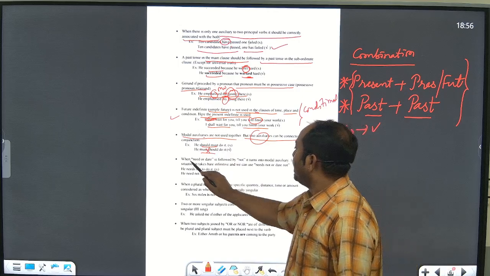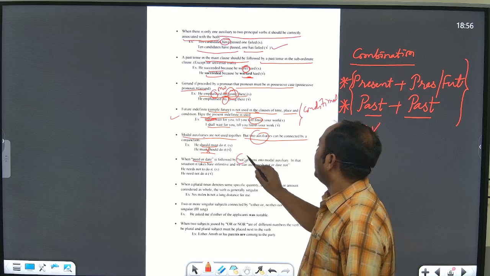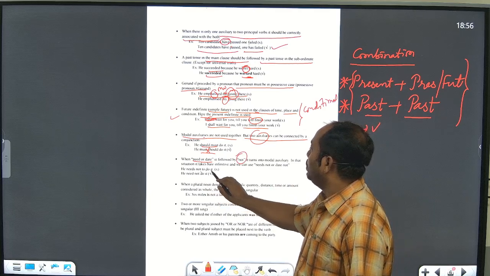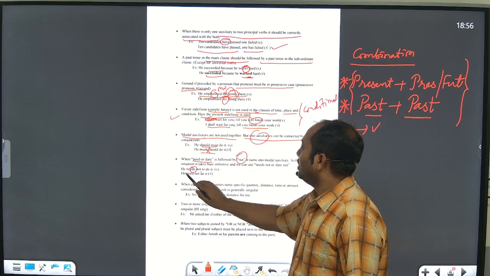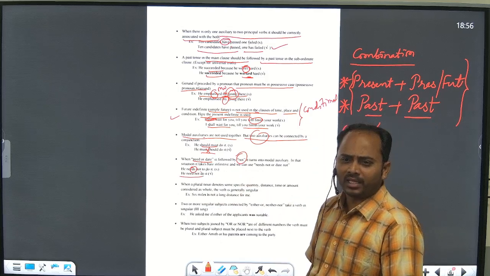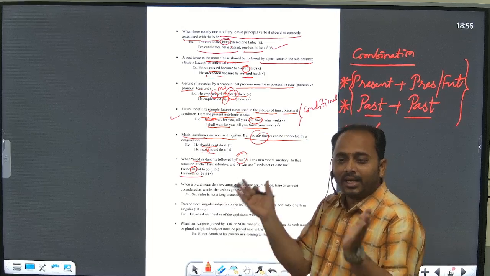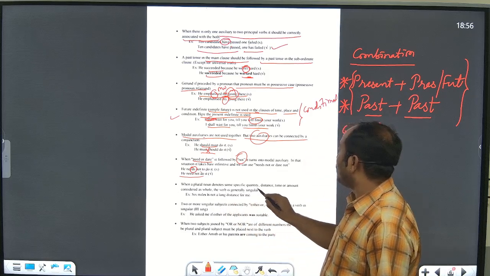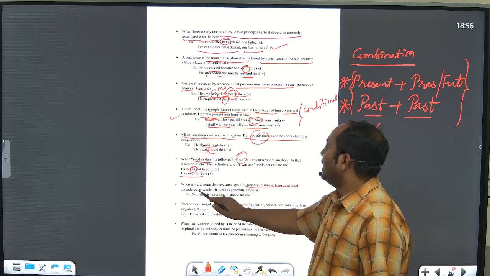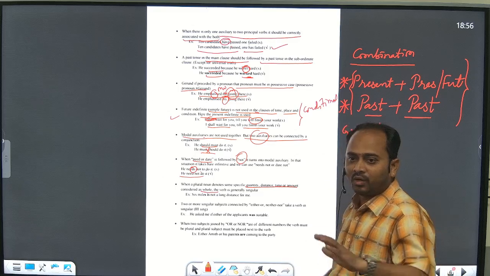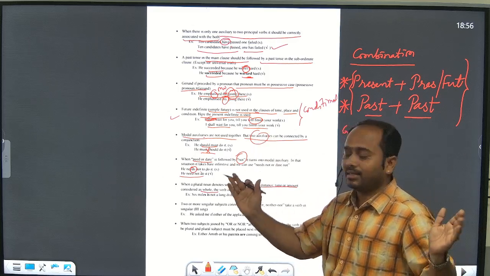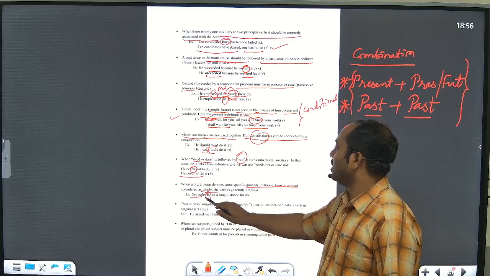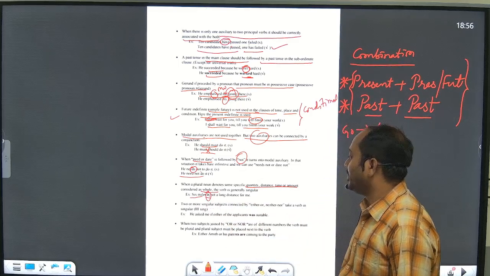Next, when need or dare is followed, it is not automatically converted into a modal auxiliary. He needs not to do it. No, it is wrong. He need not do it. Need not and needs not should be differentiated. Need not is a proper auxiliary. Next, when a plural noun denotes some specific quantity, distance, time or amount, it is considered as a whole. Already we discussed this in the noun. When some quantity is mentioned as a mass, it should be considered singular, I mean singular subject and singular verb should be used. Six miles is not a long distance for me.